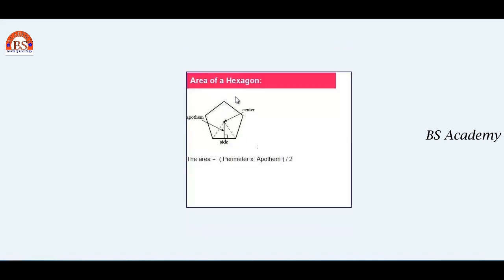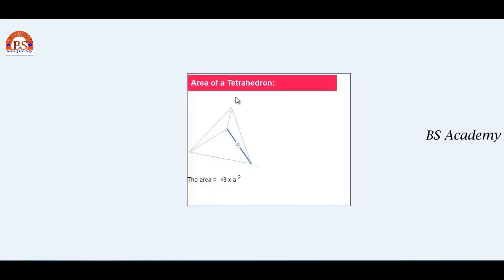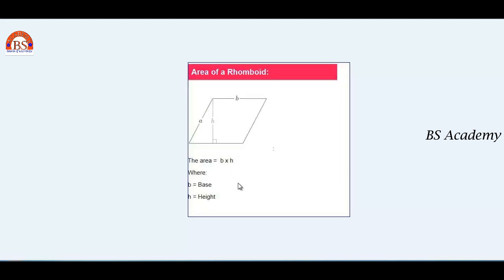And the next area of a hexagon. Area of a hexagon is equals to perimeter into apothem divided by 2. And the next is area of a tetrahedron. Area is equals to root 3 into a square. And the next is rhomboid. Area of a rhomboid is equals to b into h, where b is the base and h is the height.